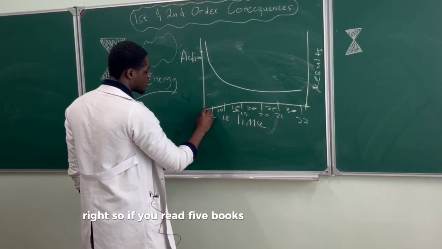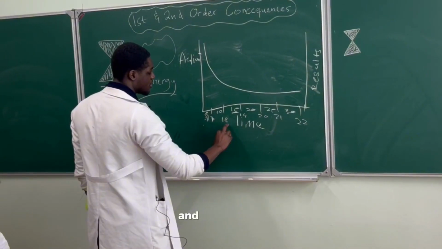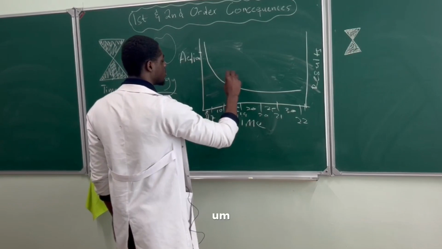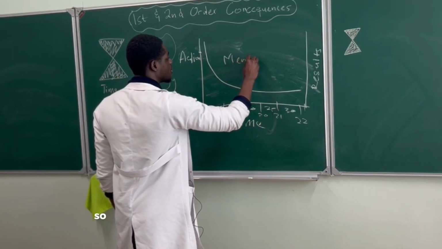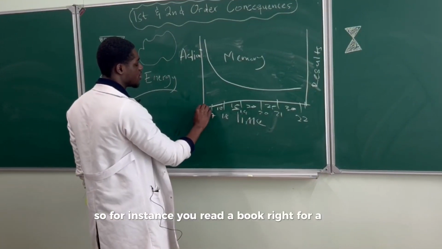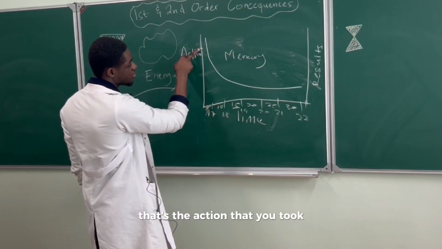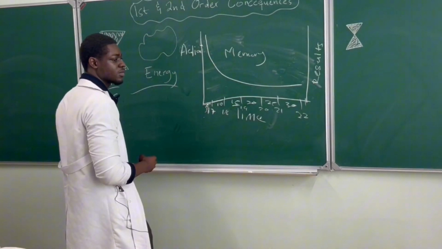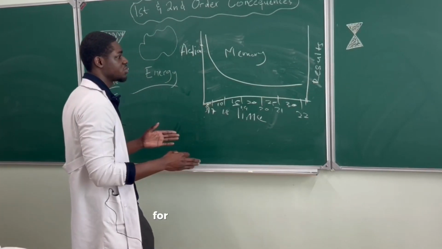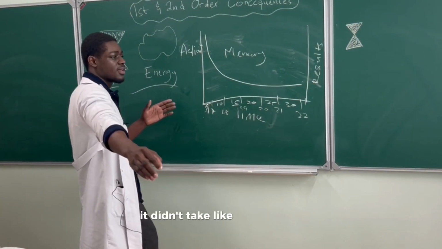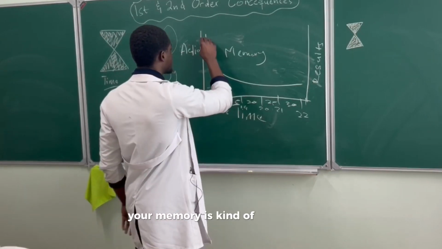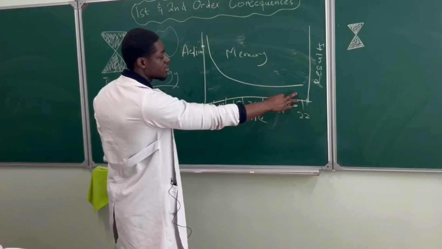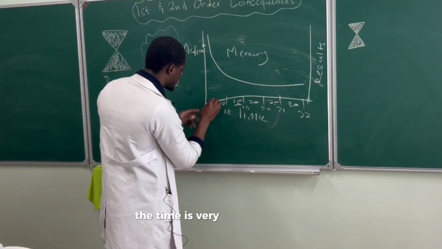So if you read 5 books when you're 17, and after a year, let me put memory here. You read a book for a year, that's the action that you took. And the memory of the book that you read is not going to escape you, because it's something that you've done for a short period of time. It didn't take a lot of days, so it's fresh in your mind. So this book that you read, you won't find the effect of it. As you can see, you took the action here, the time is very, very small.